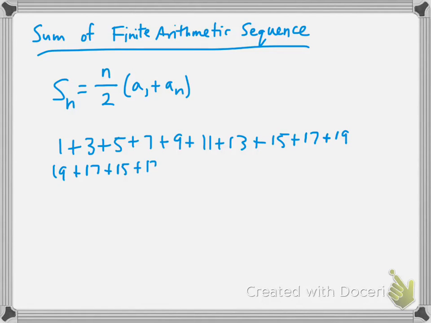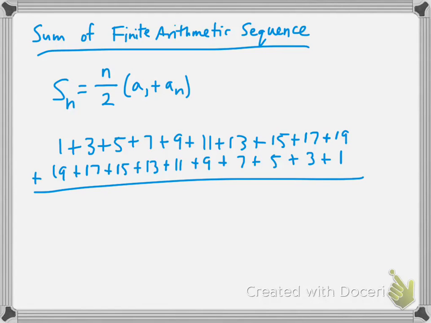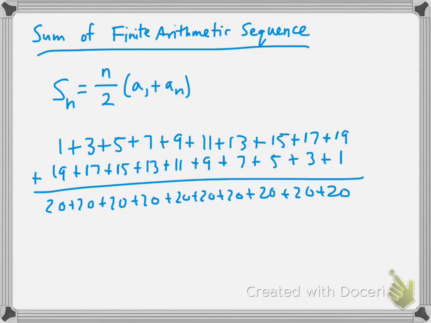And you'll notice when I add all these together vertically, I get 20 every time. And so how many 20s do I have? Well, 1, 2, 3, 4, 5, 6, 7, 8, 9, 10 20s. This is the same as 10 times 20. A lot faster to do that multiplied together instead of adding all of them together. 10 times 20 is just 200.